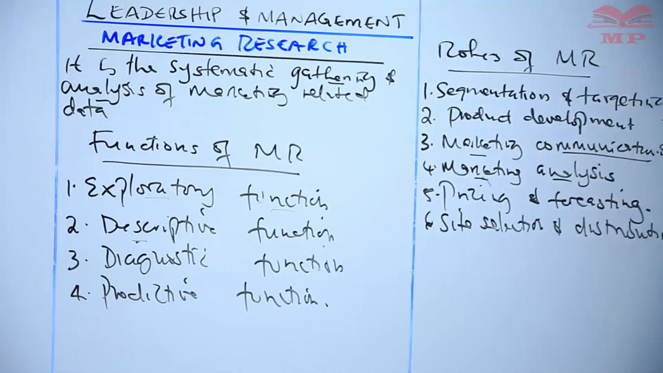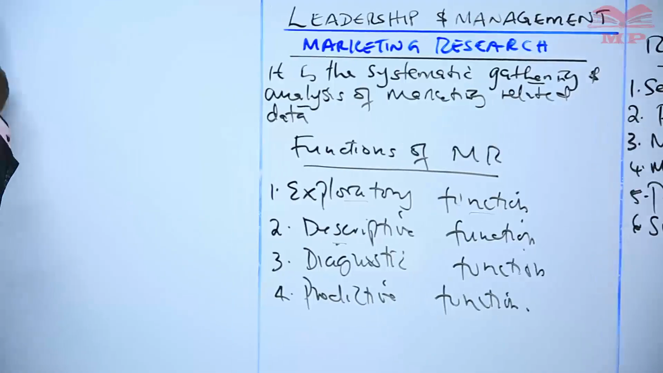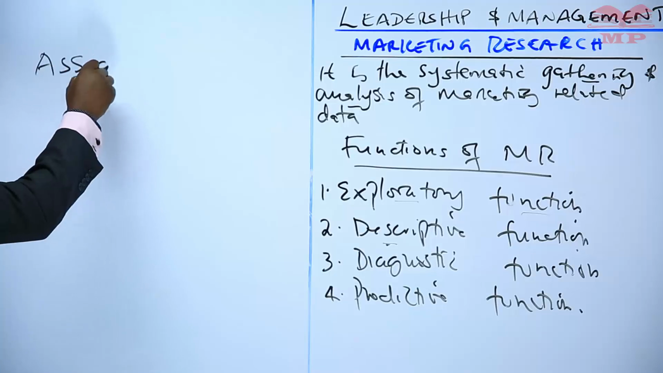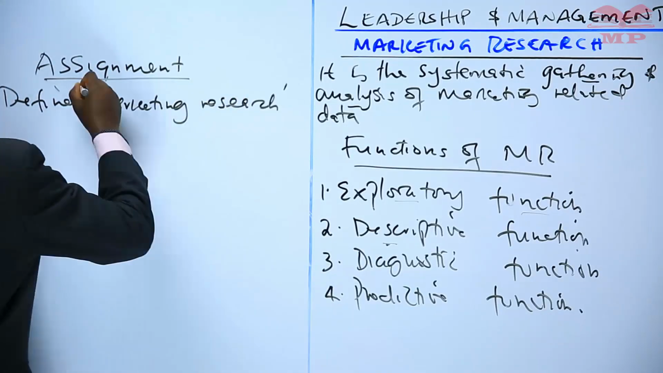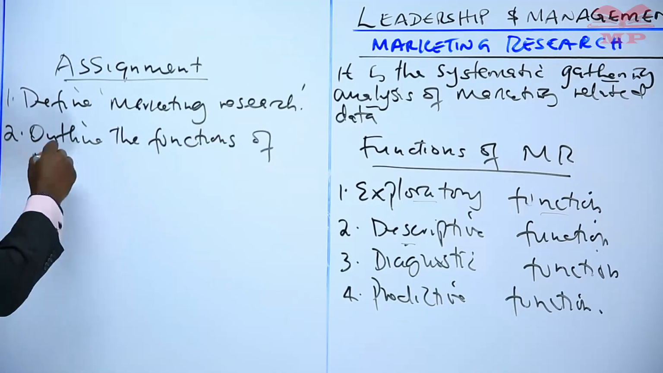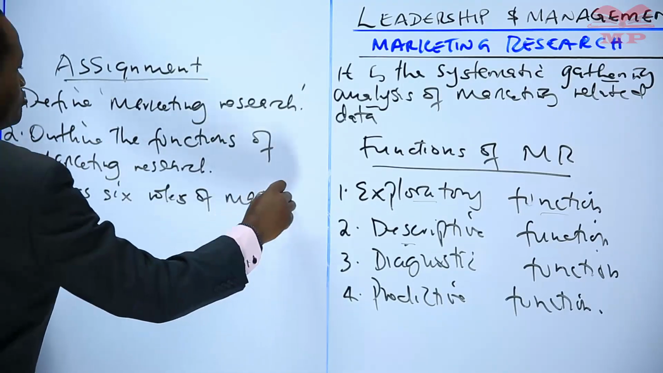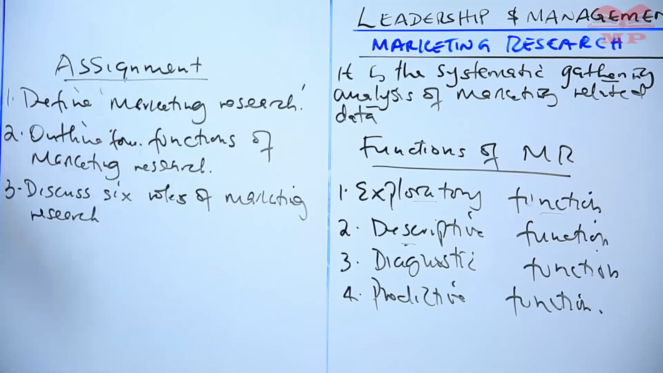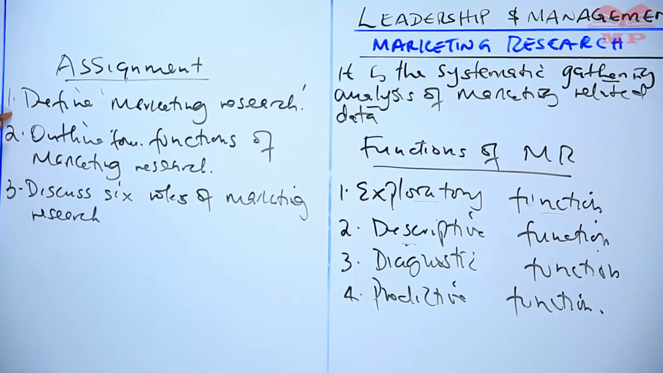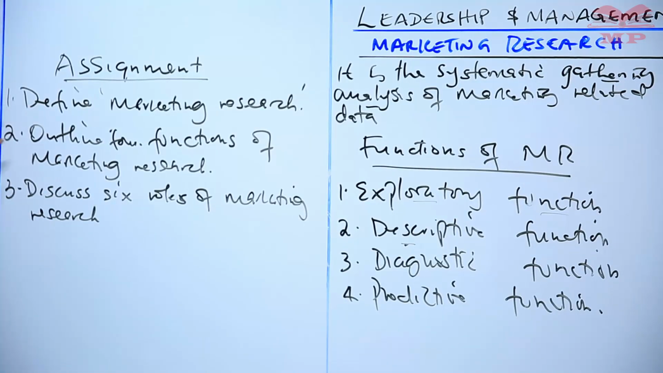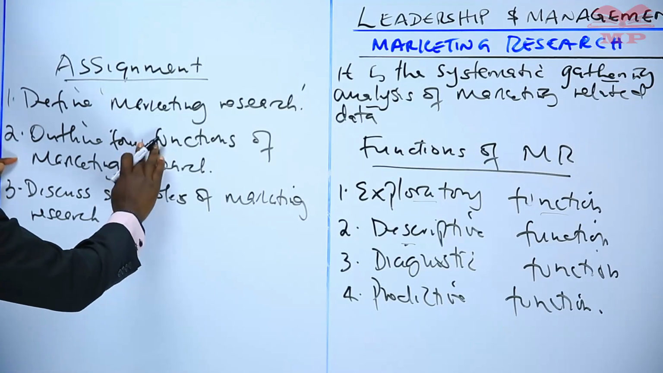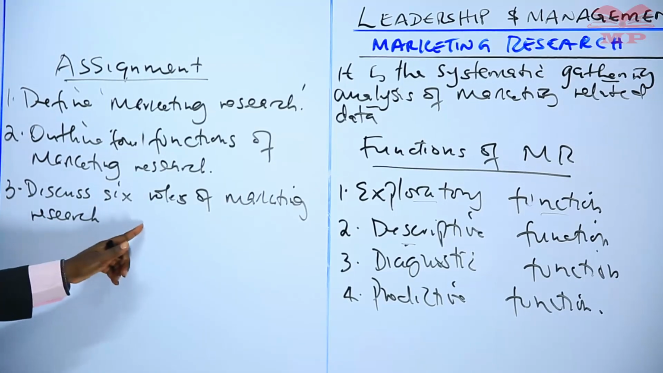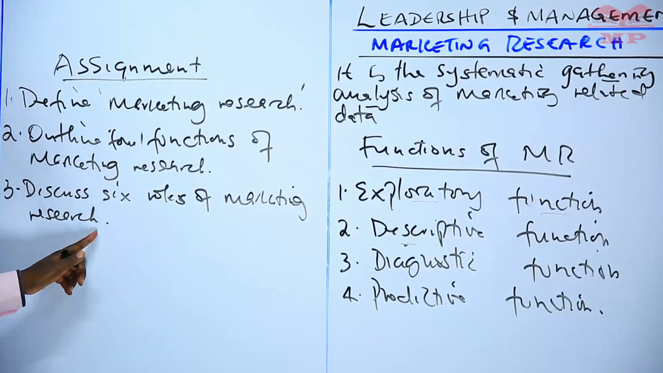Before we bring the lesson to a close, I'll give you an assignment. Here is your assignment. Number 1, define marketing research. Number 2, outline 4 functions of marketing research. Number 3, discuss 6 roles of marketing research.